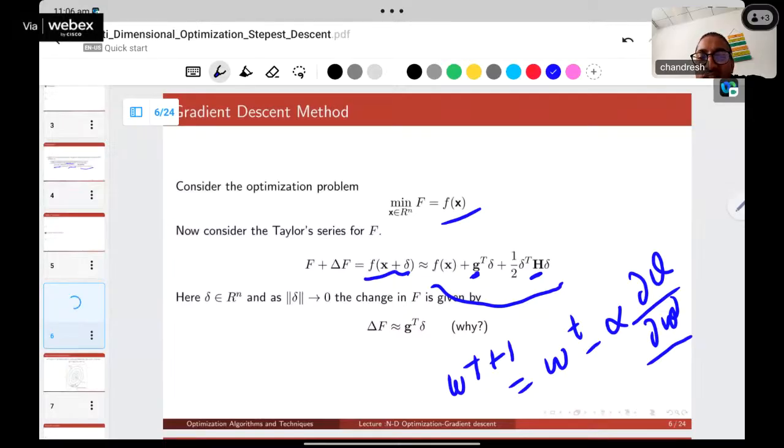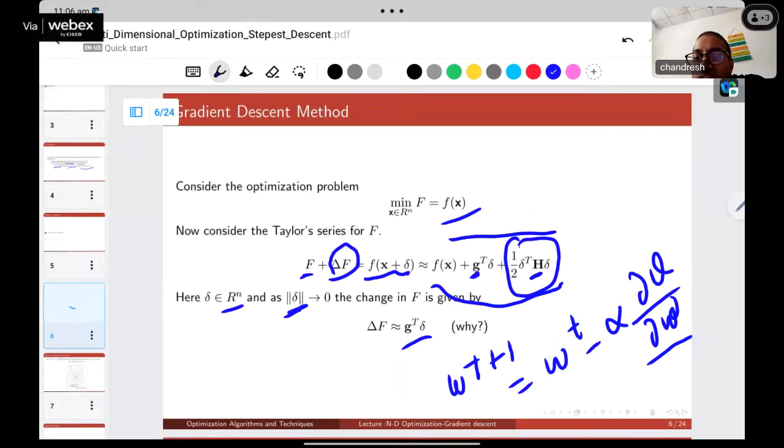So this is the Taylor series expression for the function, and in this, if delta, which is a vector, is very small, then the change in this function f, denoted by delta f, would be approximately equal to G transpose delta. So what will happen when the norm of delta is 0? This term actually vanishes.